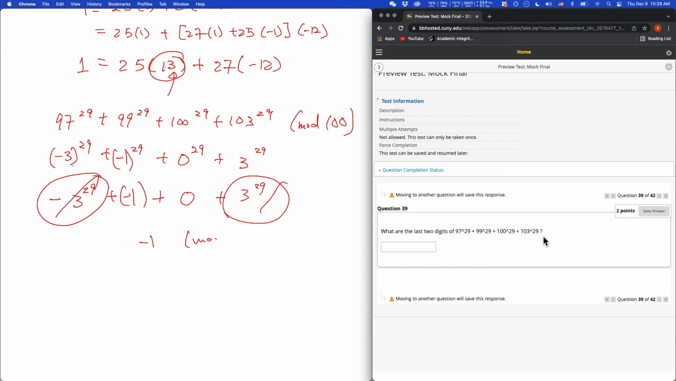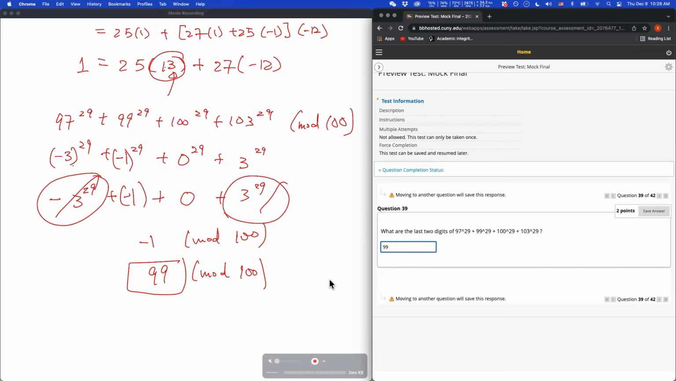Now -1 mod 100 will give you 99 mod 100. So the last 2 digits will be 99. Any questions here?